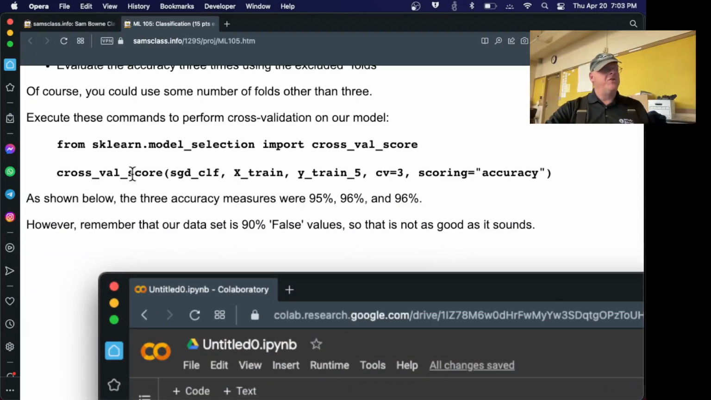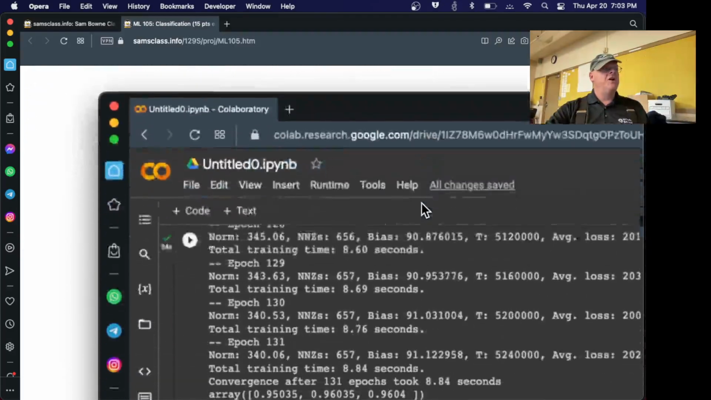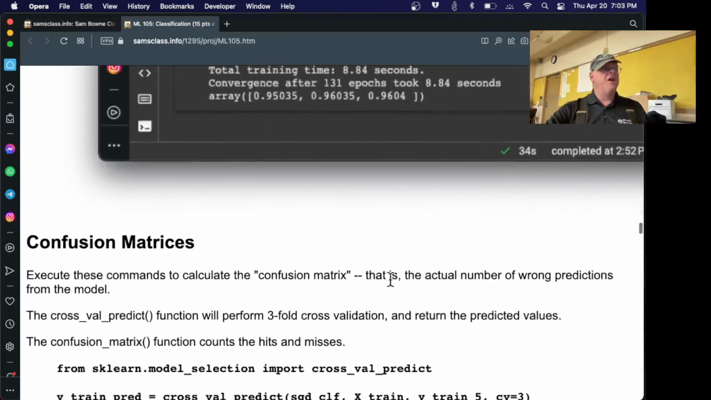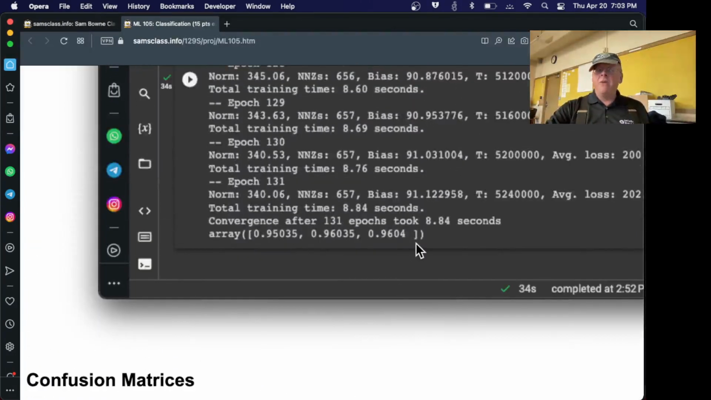So here's how you do it. It's incredibly simple. You just use the cross-validation function, and you tell it 3 categories, score it by accuracy, and on you go. So the 3 accuracy measures are 95%, 96%, and 96%. That's how accurate these 3 cross-validation tests were. Now, that might sound good, but remember that 9 out of 10 of them are not 5. So if you just had a model that 100% of the time was false, it would be 90% correct. So being 96% correct is not that good.